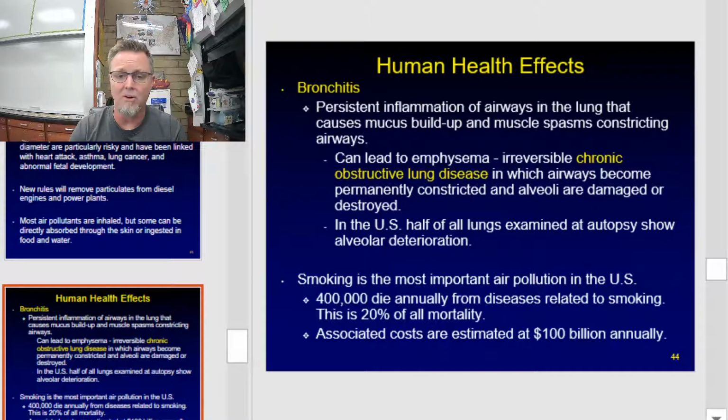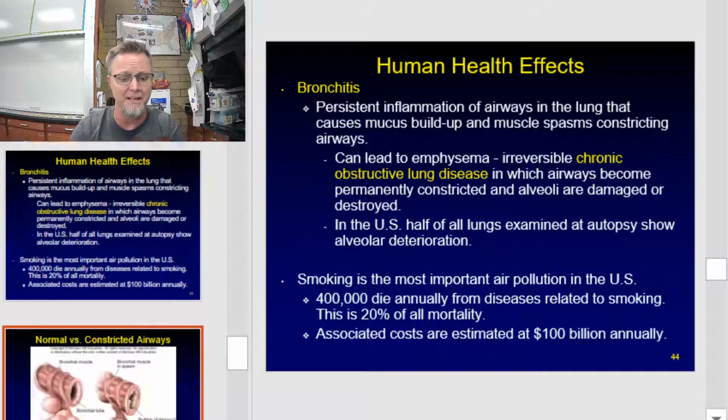And again, all of this stuff could be avoided if we're just careful about what we put in the air. Smoking is the most important air pollutant in the U.S. 400,000 die annually from diseases related to smoking. Basically, that's 20% of all mortality. The associated costs with smoking are estimated at $100 billion a year. Again, preventable, okay?